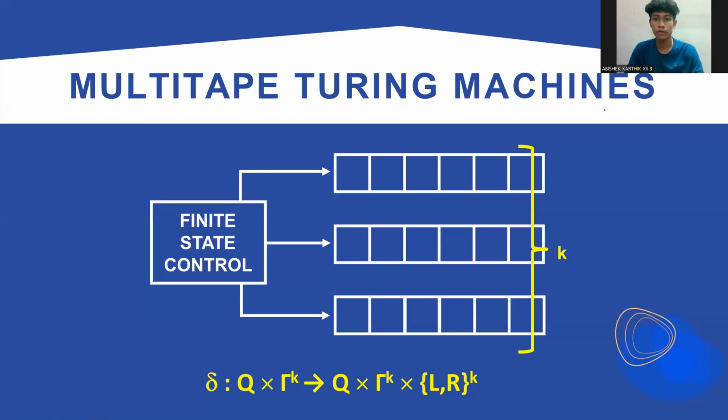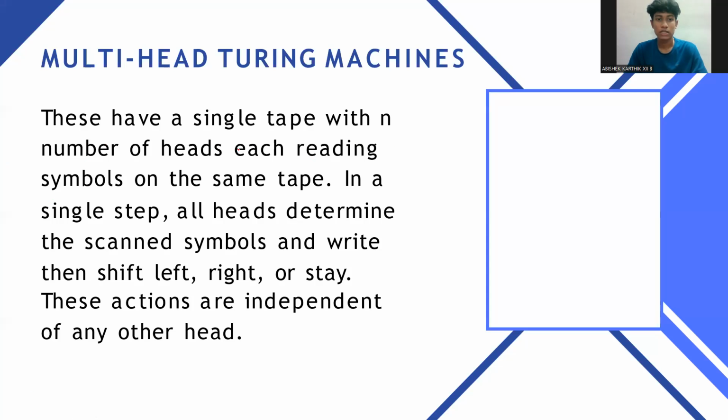So let us see multi-tape Turing machines. Multi-tape Turing machines are basically Turing machines with n number of tapes. So far, we've been seeing Turing machines with just one tape and one head. This one has multiple tapes, and each of them has a head of its own. And we have multi-head Turing machines, which have a single tape with n number of heads, each reading symbols from the same tape.